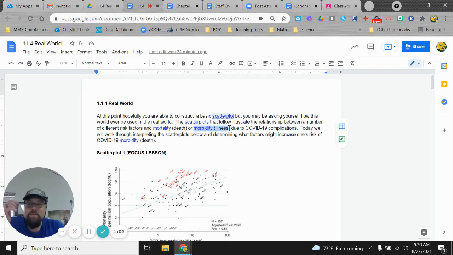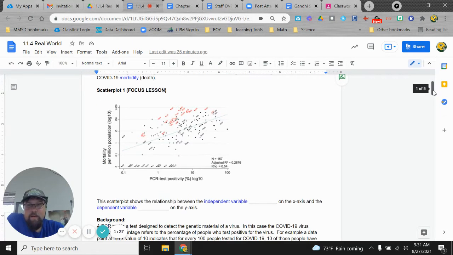So we're going to work through these scatter plots. The first one is a focus lesson where we're going to show you how I would analyze this and try to make sense of it. After that, your teachers will do one together with you in the class. And then there'll be several scatter plots for you to interpret either with a partner, on your own, or as a team, however you're comfortable working. Let's look at the first one, scatter plot number 1, focus lesson.